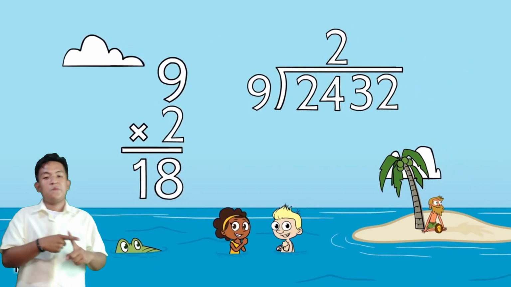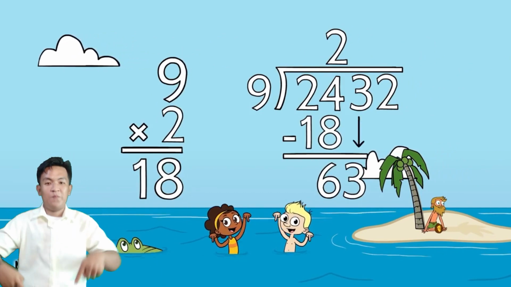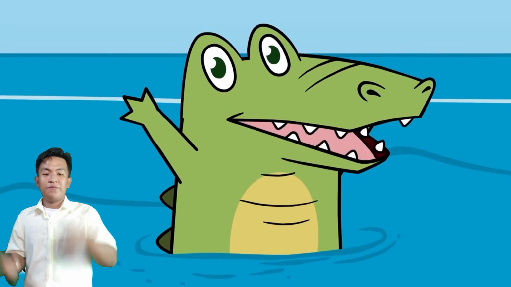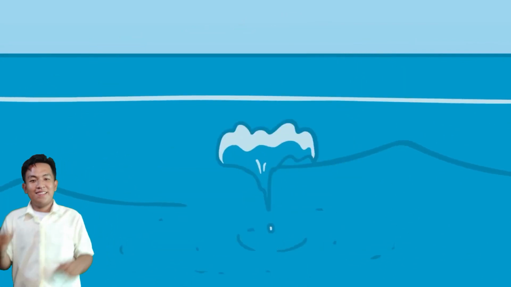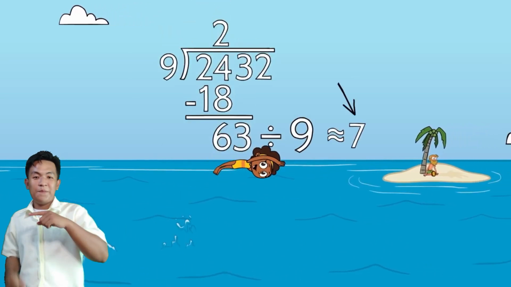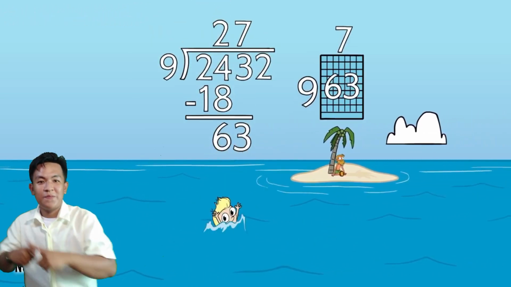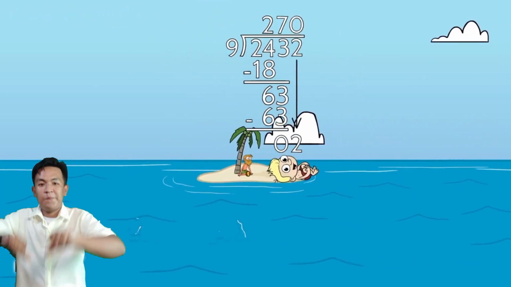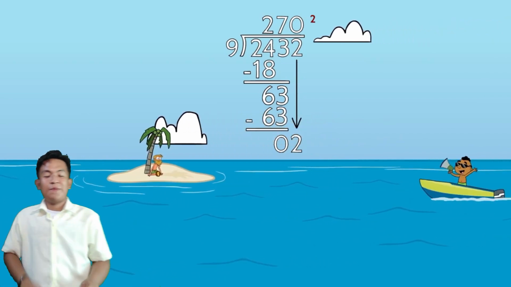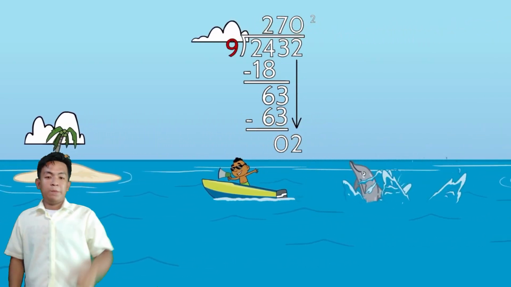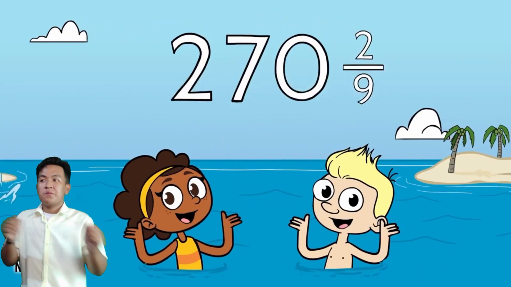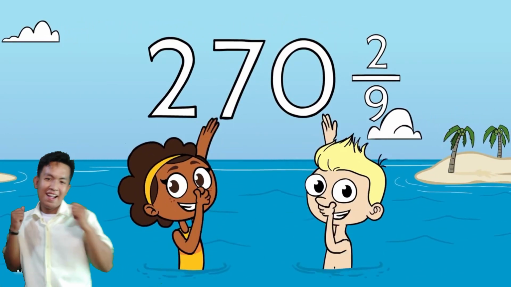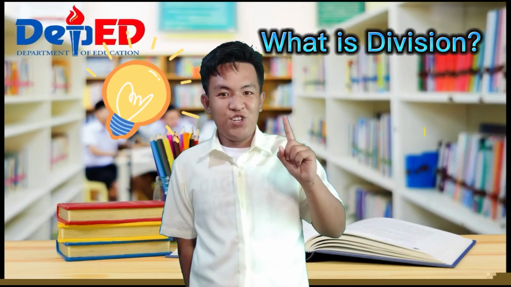Divide, multiply, subtract, bring down. That's how a quotient is found. The remainder can become the numerator, the divisor can become the denominator. That's how a quotient is found.